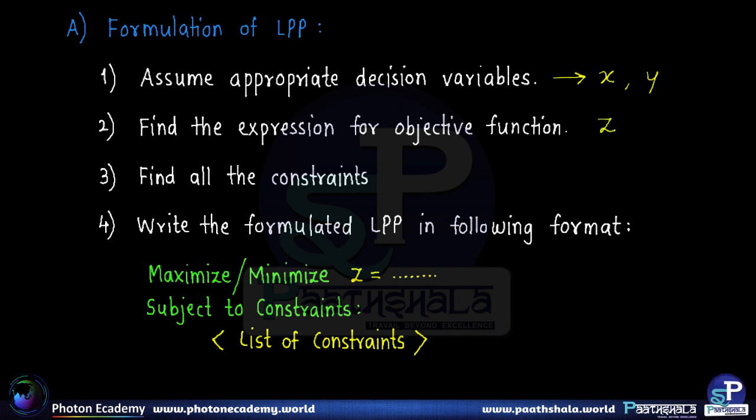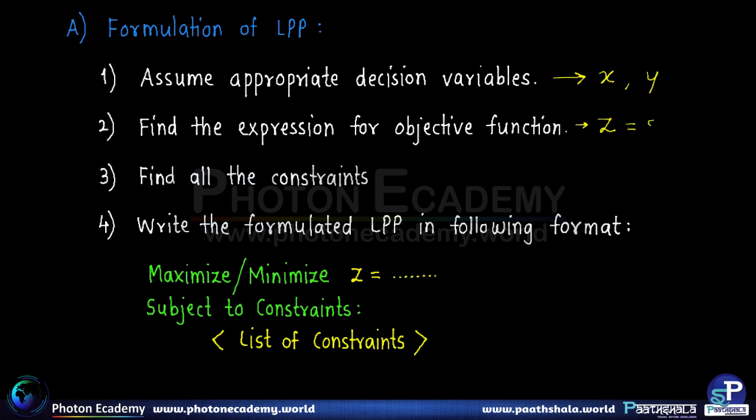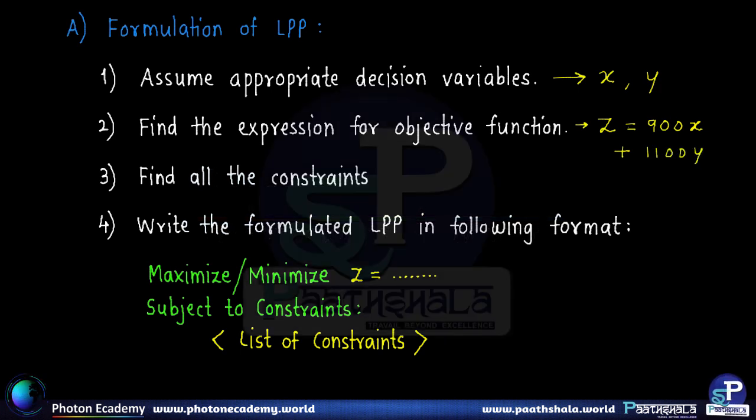Then we have to find the expression for the objective function. We know that z is the profit, and we are given the profit for one bicycle as well as one tricycle. The profit given was 900 rupees for one bicycle, so for x bicycles it will be 900x, plus for one tricycle the profit is 1100, so for y tricycles it will be 1100 times y. Addition of the two will give us the total profit. So this is our objective. This is what we have to maximize.